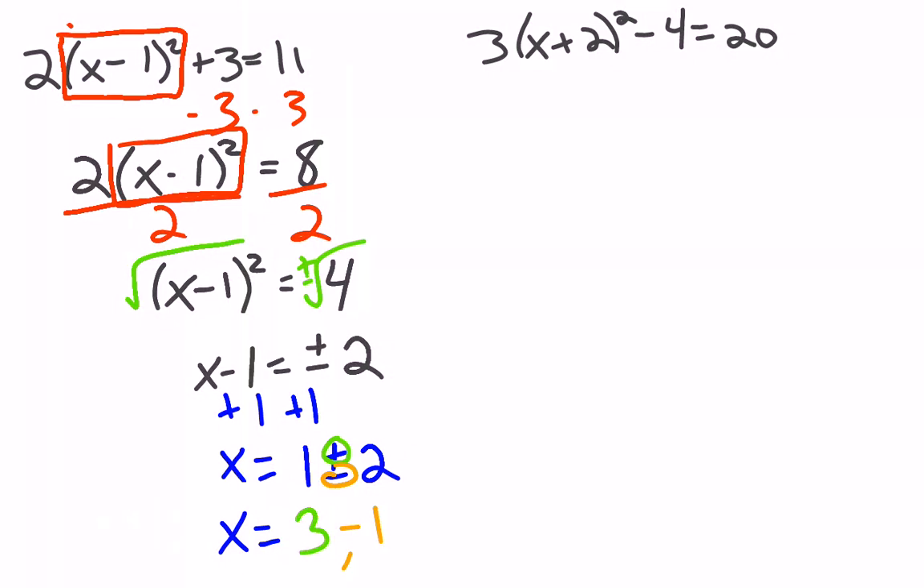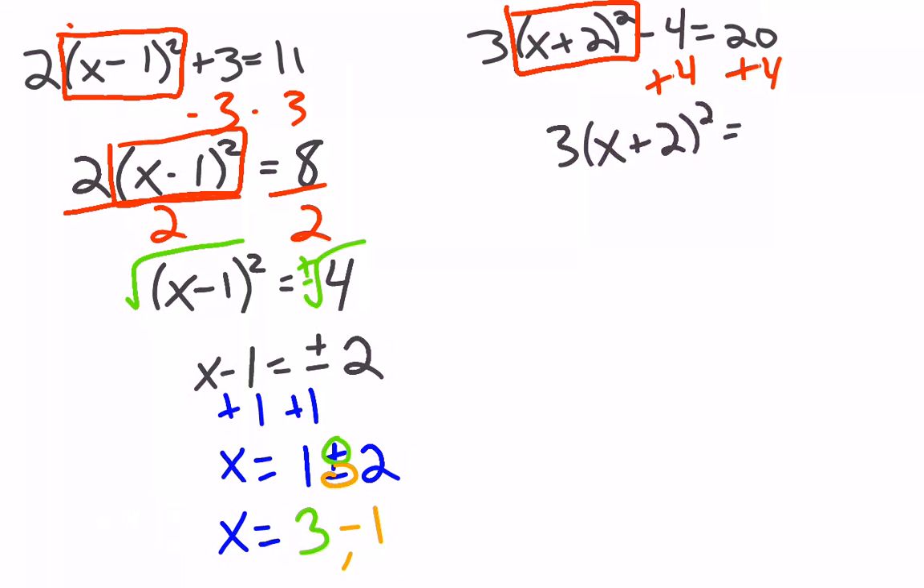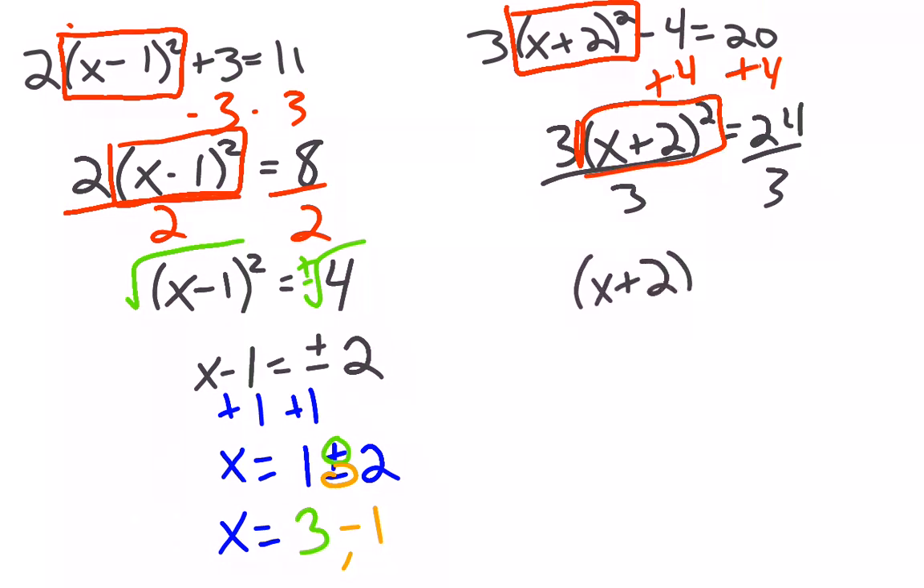Looking at the last problem, blob it, box it up. What would be my normal way to solve that? I would add 4. So 3x plus 2 squared equals 24. Divide by 3. I forgot my blob, sorry. Then x plus 2 squared equals 8.